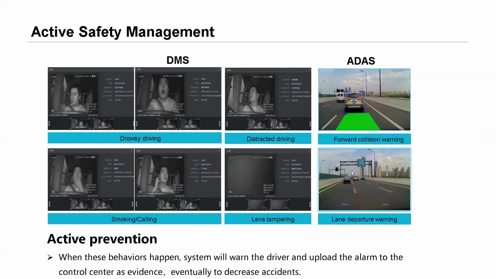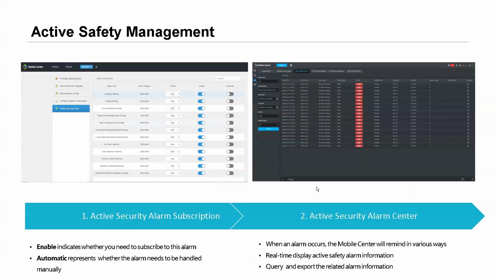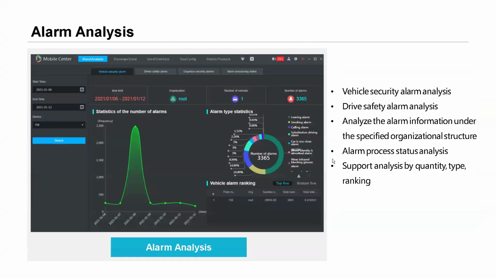Advanced driver assistance, we have forward collision warning and lane departure warning kind of alarms. So if you get such kinds of alarms, the driver will be notified. At the same time, it is synchronized to the same management center. Then we'll get the list of these alarms, which we can choose to mark and complete.